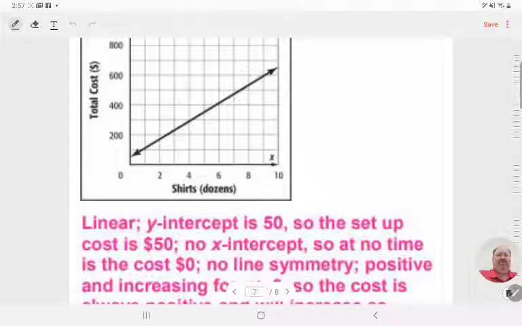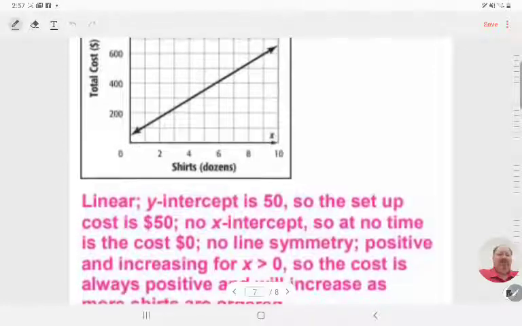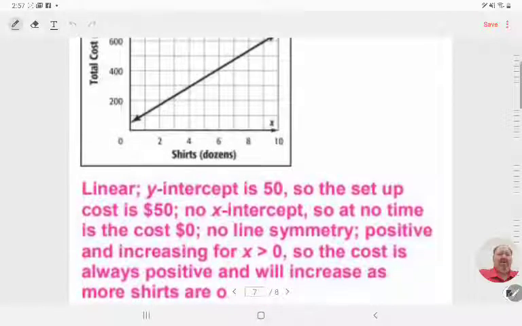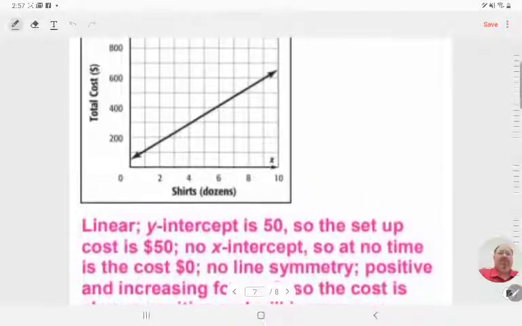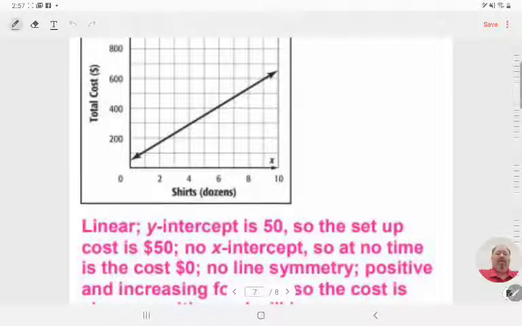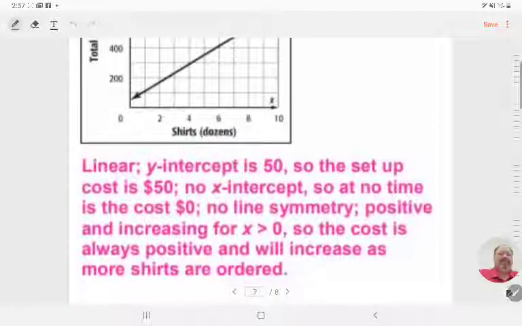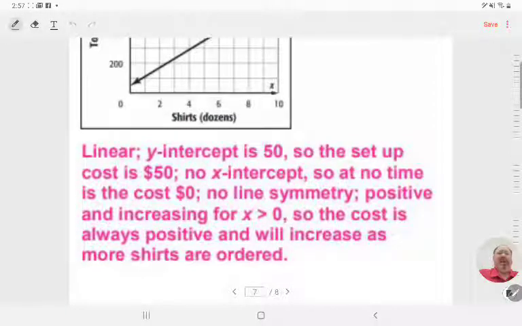There's no x-intercept, so at no time is the cost $0, of course. There's no line symmetry. It does not make a mirror copy. It's always positive and always increasing. You could even say it's positive and increasing for x greater than 0 if you want, which tells me that the cost is always positive and will increase as more shirts are ordered. So basically, the more that I order, the more money that it costs, okay? That tells me about the graph.